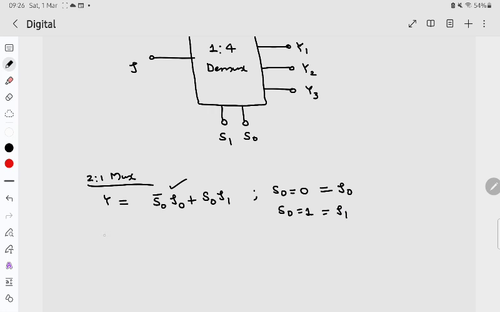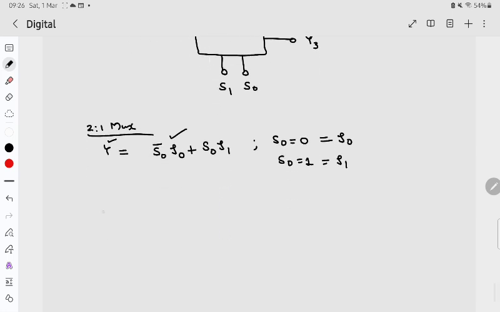Similarly for a 4 is to 1 mux, an 8 is to 1 mux, and so on, you will have the same kind of output equation. We have only one expression because we have only one output.